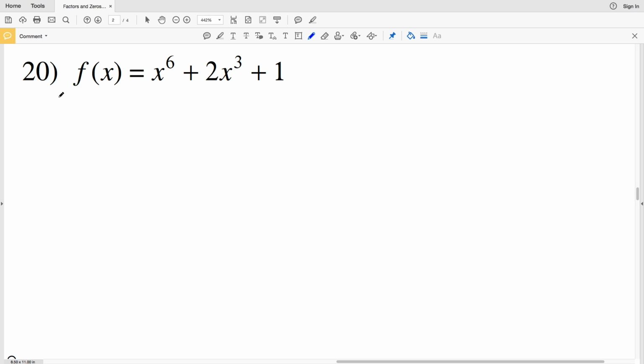Now for number 20, I'll give you a hint. We're going to rewrite f of x so it looks like one of the formulas that we wrote down as soon as we started this section.